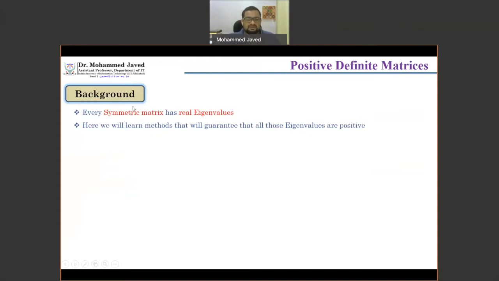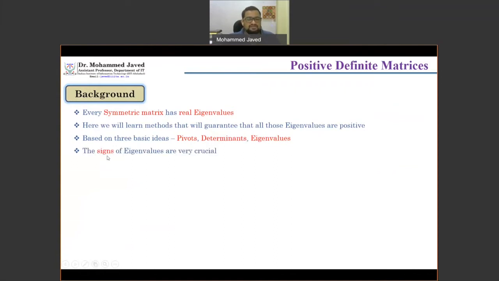Which means that in order to say that a symmetric matrix has positive eigenvalues, I need to calculate those eigenvalues and check and then say that these eigenvalues are positive. Whereas in this lecture, we would see that without calculating the eigenvalues, we can ensure that these eigenvalues are positive, based on three ideas: the pivots, determinants, and eigenvalues.